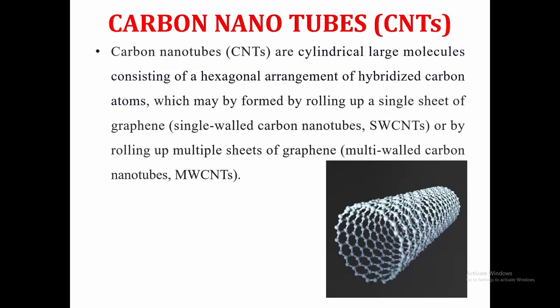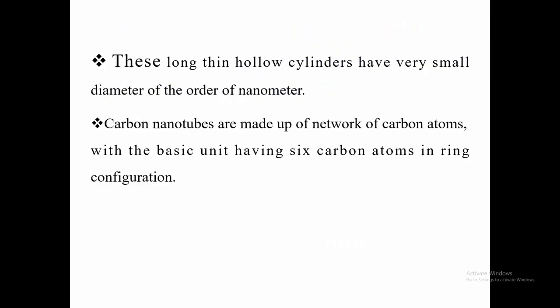Carbon nanotubes are cylindrical large molecules consisting of a hexagonal arrangement of hybridized carbon atoms, which may be formed by rolling up a single sheet of graphene, called single-walled carbon nanotubes, or by rolling up multiple sheets of graphene, called multi-walled carbon nanotubes. These long, thin, hollow cylinders have a very small diameter, of the order of a nanometer. They are one of the allotropes of carbon.